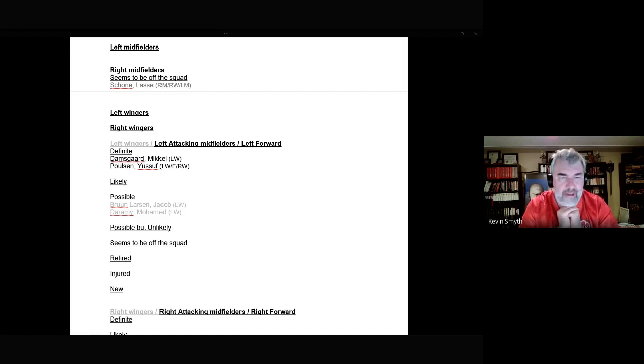So again, think of it as a left attacking midfielder or a left forward role in a 4-3-3 formation. And in the Euro Cup, it was Mikael Damsgaard, and actually the forward Martin Braithwaite sometimes took the position of the left attacking midfielder, and actually Damsgaard and Braithwaite just sometimes switched sides.